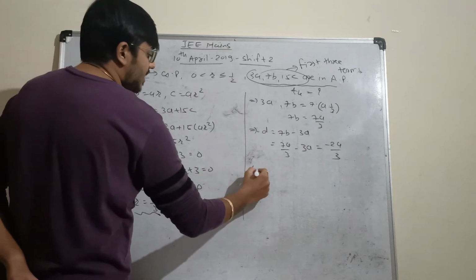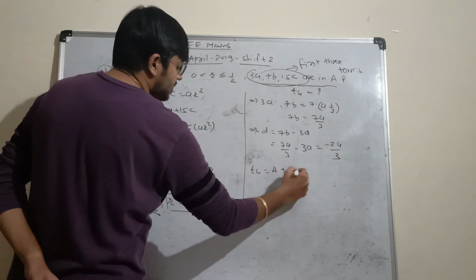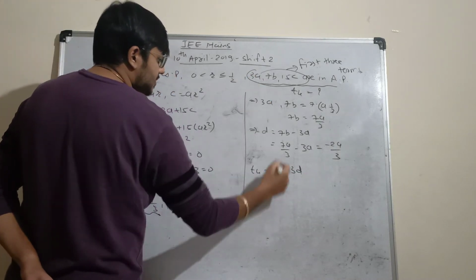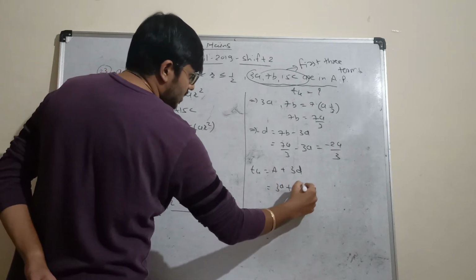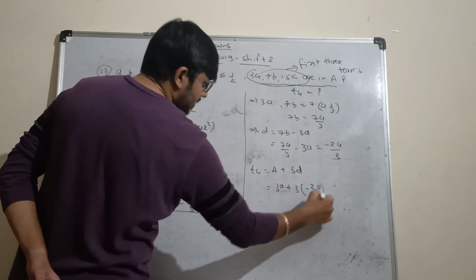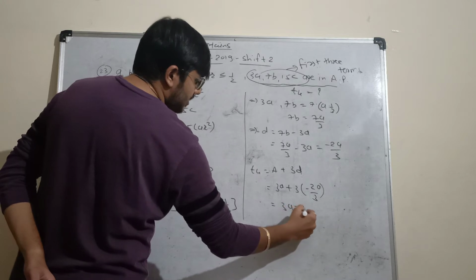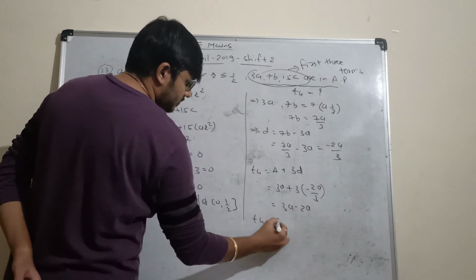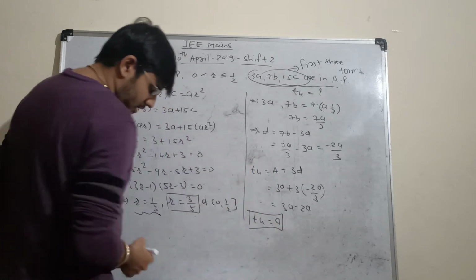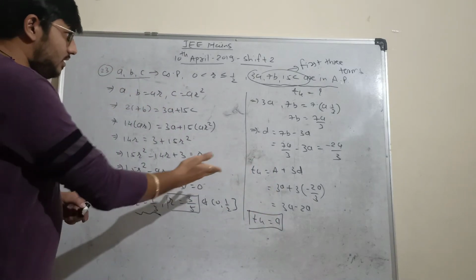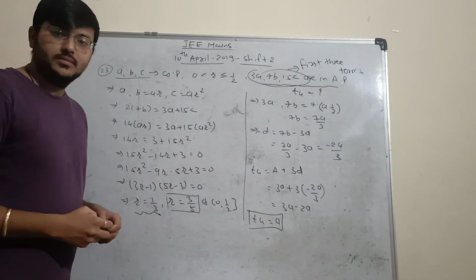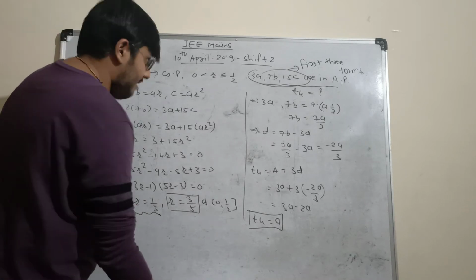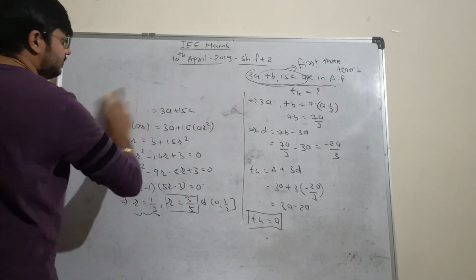So if I want to find T4, which is first term plus 3d, the first term is 3a, plus 3 into minus 2a by 3. So 3a minus 2a. So T4 will be a. Right, this will be your fourth term. Clear? Next point.